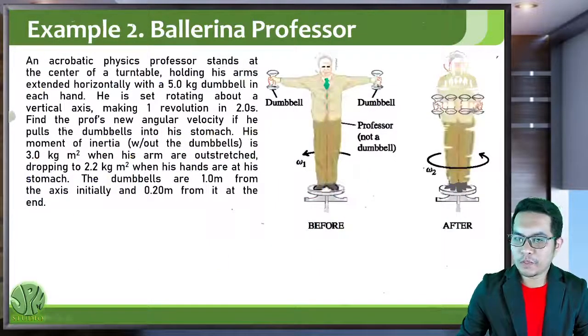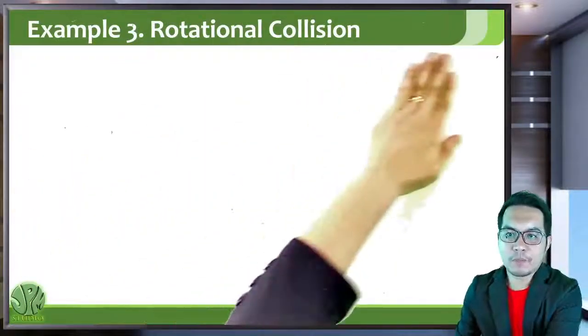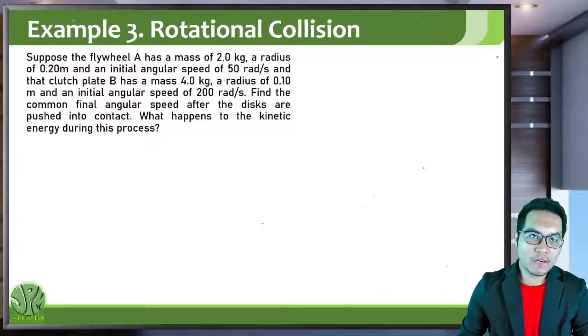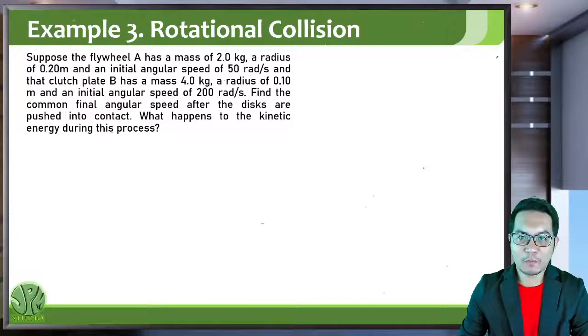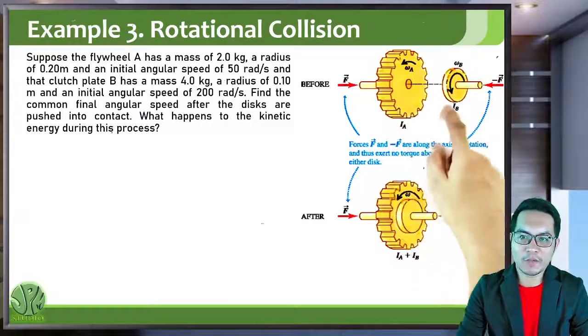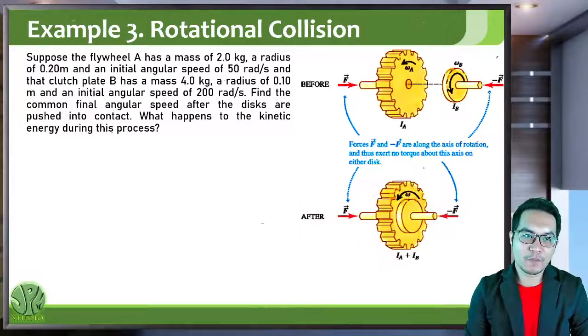So, moving on to another example. This is an example of a rotational collision. Problems involving conservation of angular momentum usually involve collisions. In this case, we have a rotational version of that. You have a rotating object A and a rotating object B. When they collide, they become one rotating object.